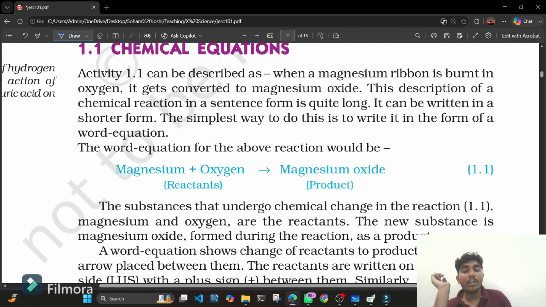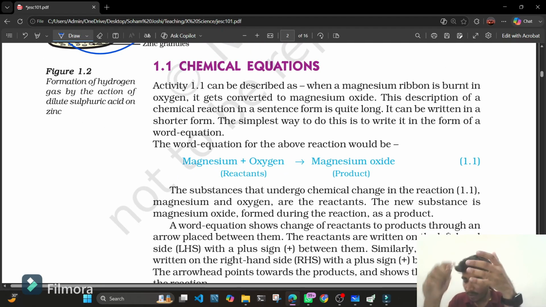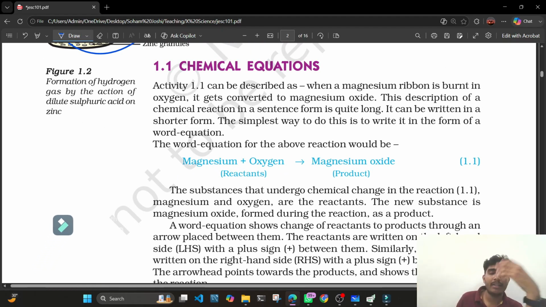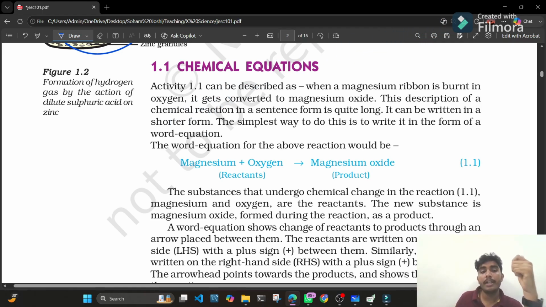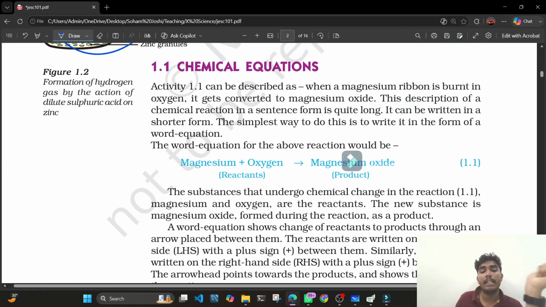Let's take the example of magnesium, oxygen and magnesium oxide. What we did was we burned magnesium in the presence of oxygen, and it got converted into magnesium oxide, right? So this description of a chemical reaction in a sentence form is quite long. I need to say when a magnesium ribbon is burnt in oxygen, it gets converted to magnesium oxide. Very lengthy, right? So instead of that, we can write in a short form.